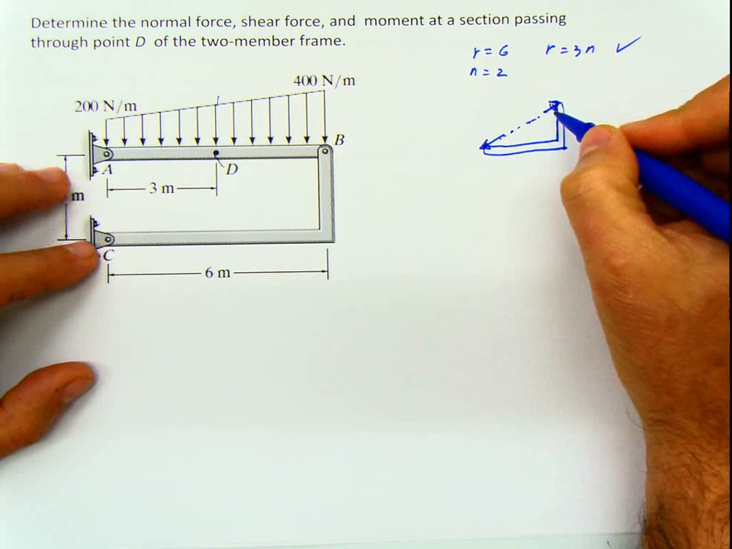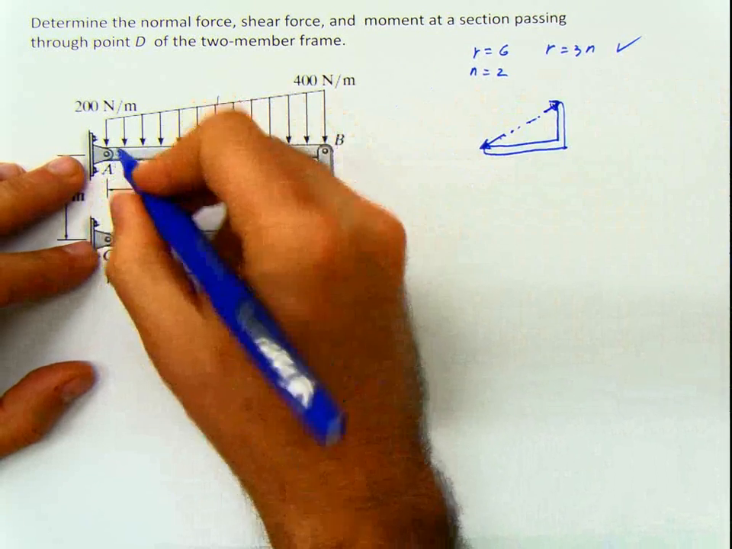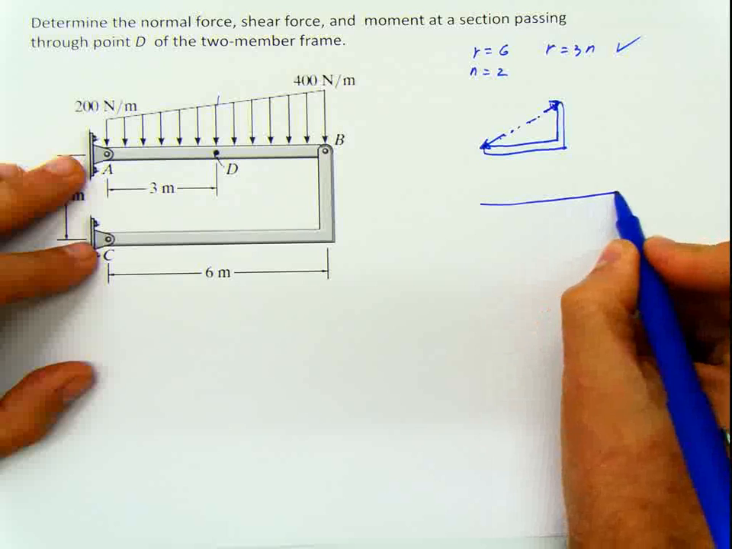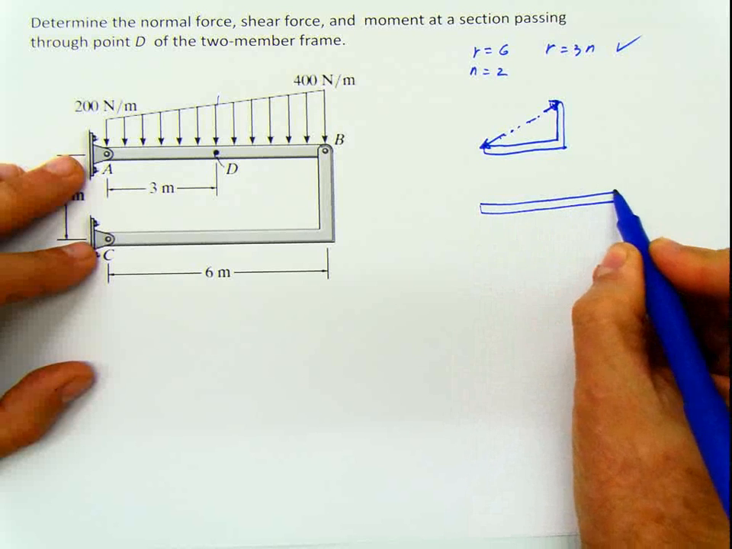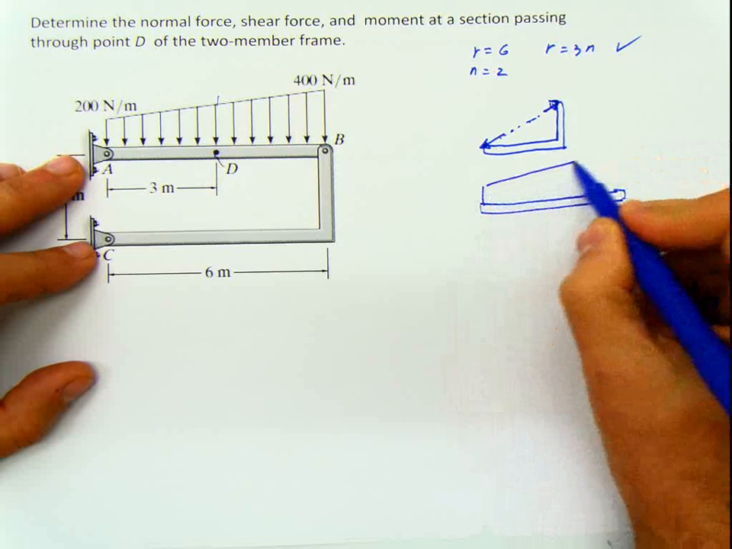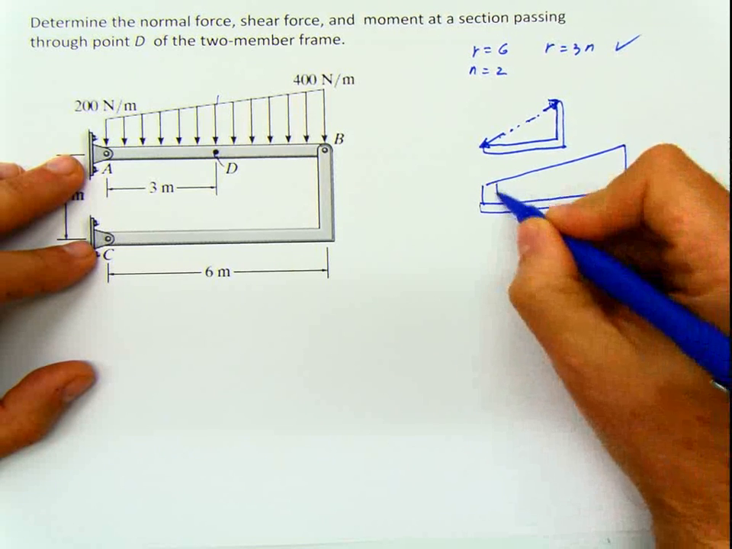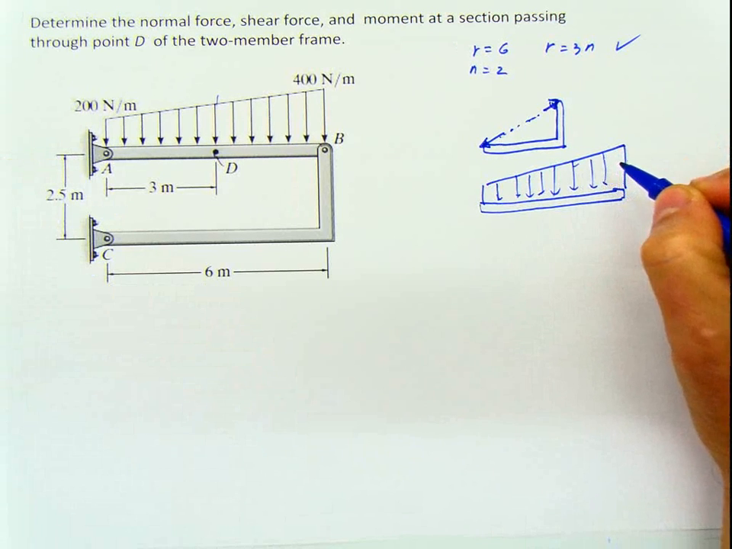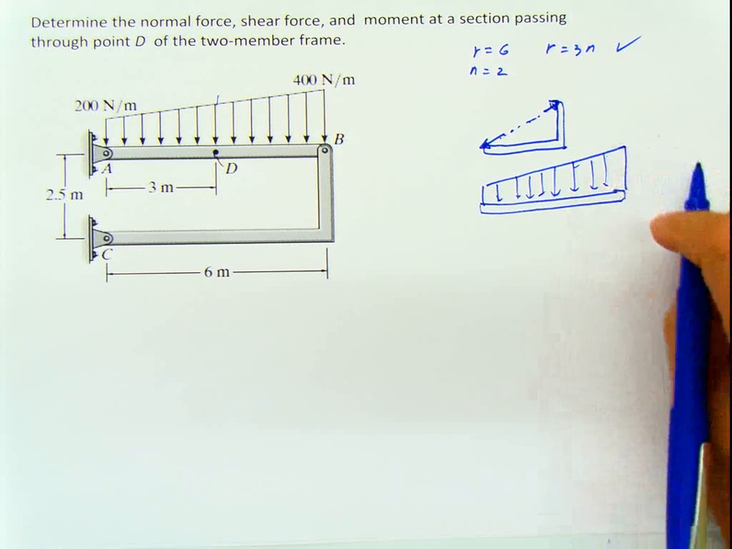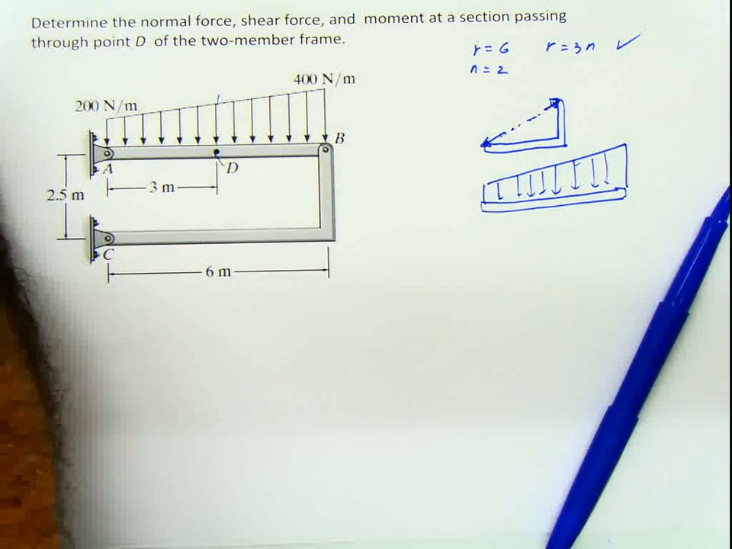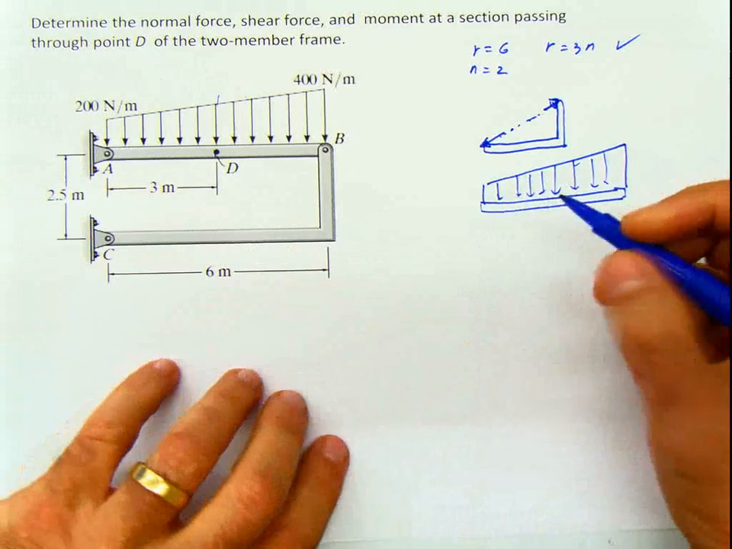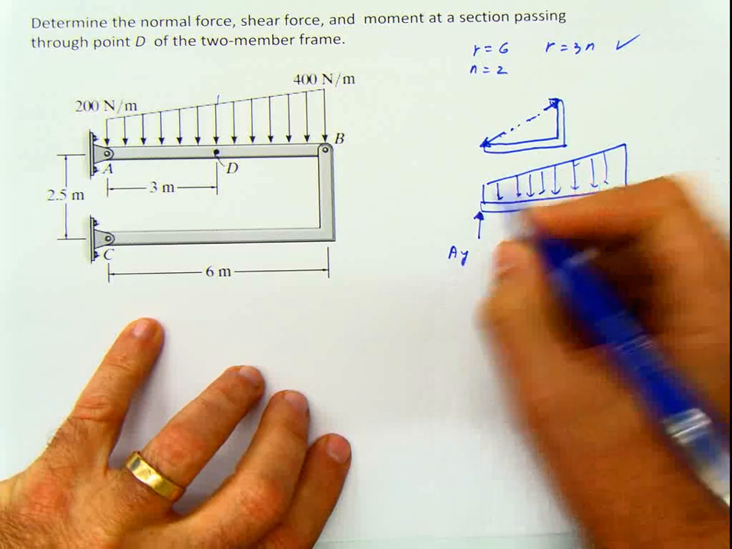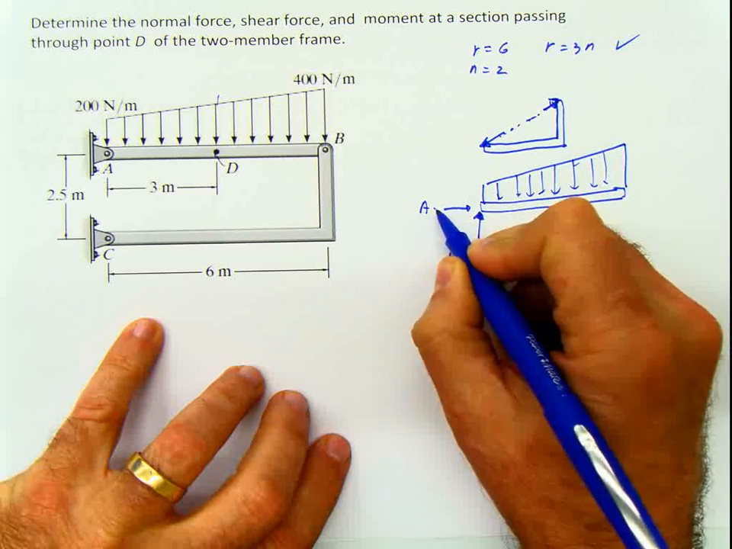And if you know that, then we can transfer this to the element AB. So if I'm going to make a free body diagram of the element AB by cutting at D, actually what we will have is this. This is the trapezoidal load here. And we have the reactions at A, vertical reaction at A, AY, and horizontal reaction at A, AX.